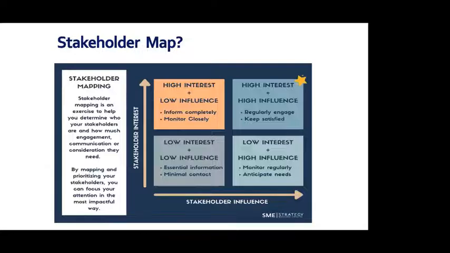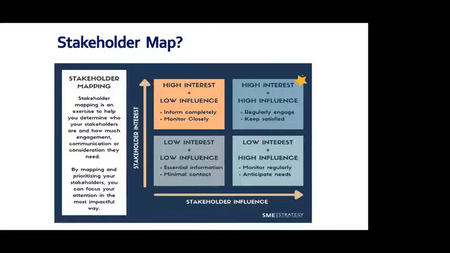So the left bottom is low interest and low influence. When you do your stakeholder list, who and who will be here, what you will now do is that you position them in this matrix.